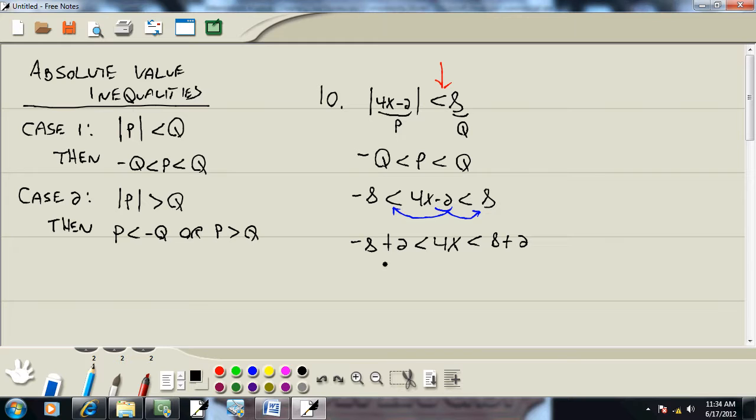Our note says that any step combined together numbers, negative 8 plus 2 is negative 6. 8 plus 2 there gives us 10. And last thing, to get the x by itself in the middle, is we've got to divide everything by 4. So I'll divide everything by 4.